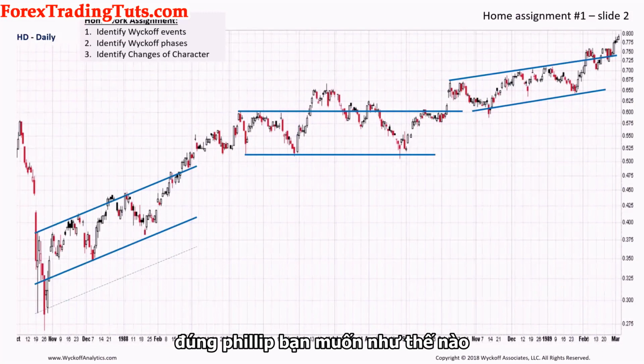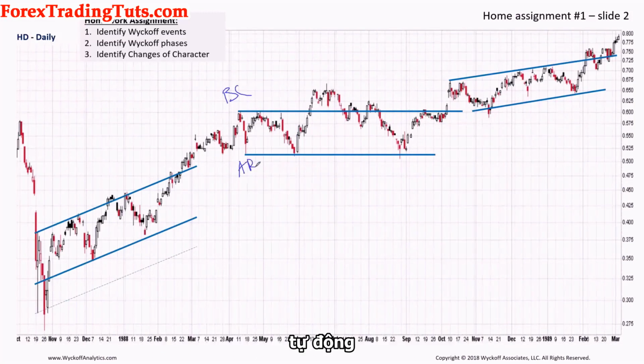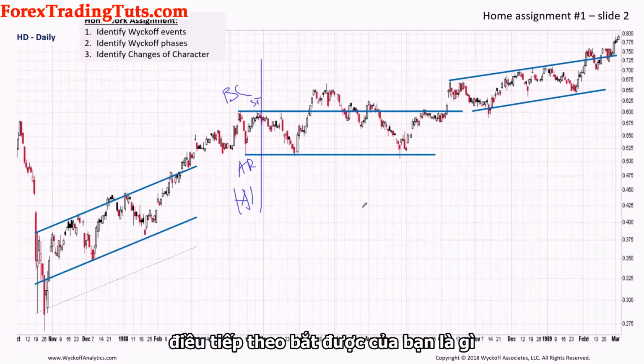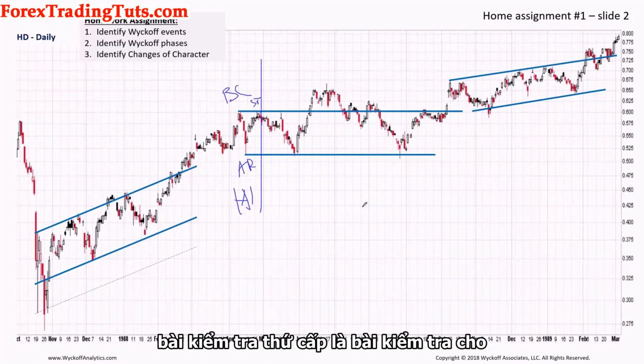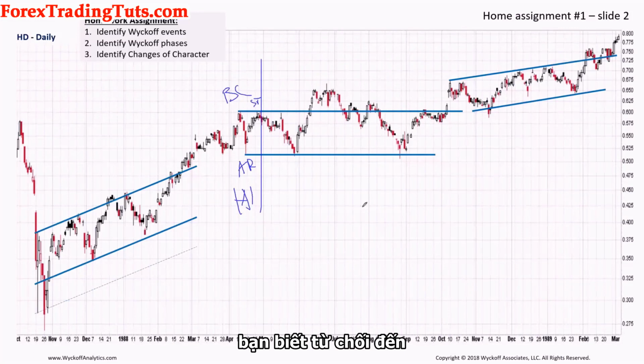All right. Well, Philip, how would you like to label it? Okay, buying climax. Then let's just go with the conventional. Automatic reaction, secondary test, phase A. Okay, so then what is the next thing that catches your eye? Yeah, and now I'm not sure, because if the secondary test is the test to the upside, I'm not sure what's the, you know, decline to the resistance.